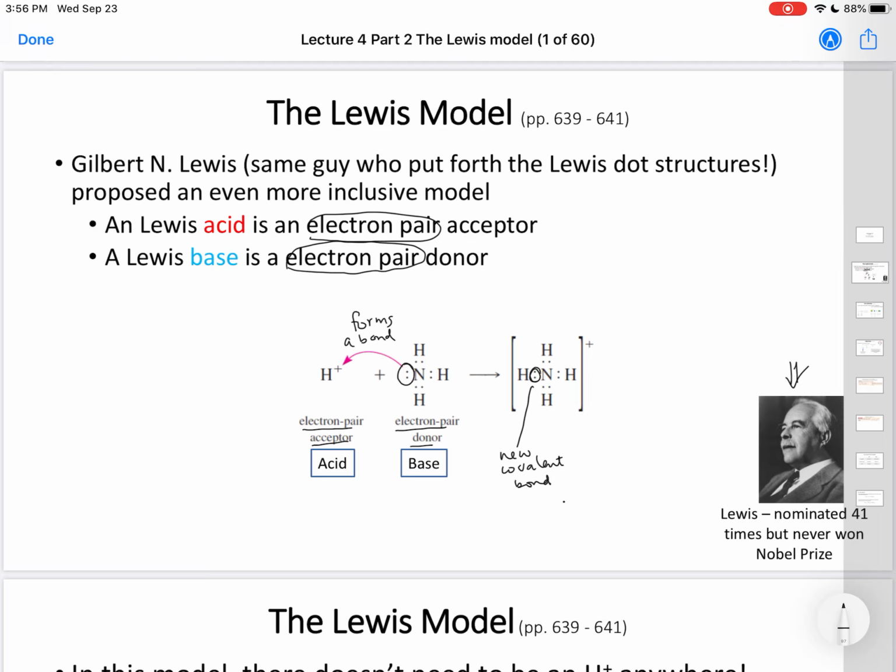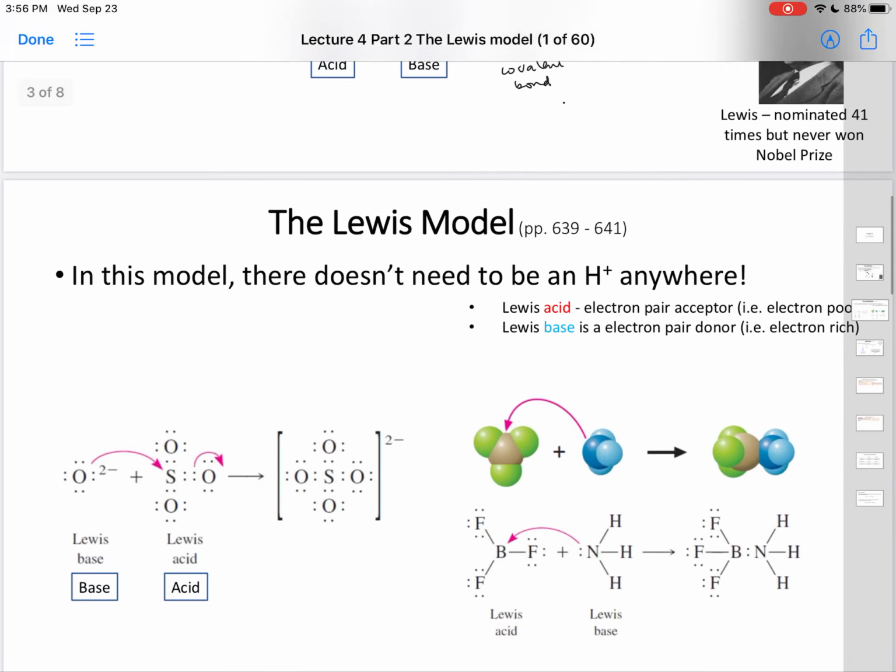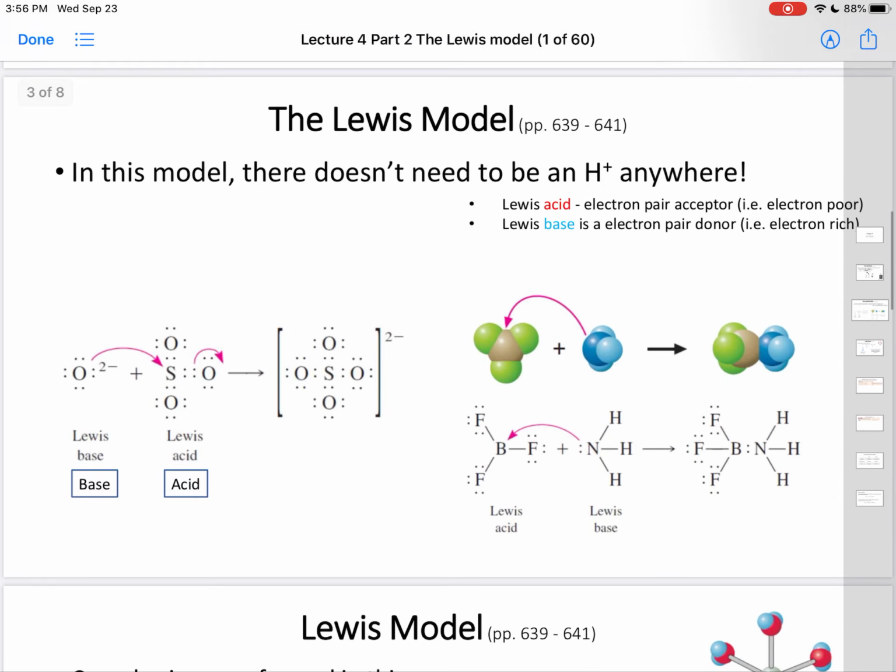If you want, you can pause the video. It's very important to write this down in terms of the acid and base. The acid is the electron pair acceptor, and the base is the electron pair donor. So in this model, very important to note, you don't need to have an H anywhere.